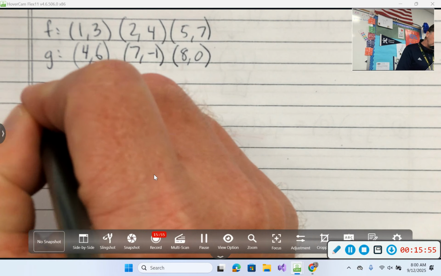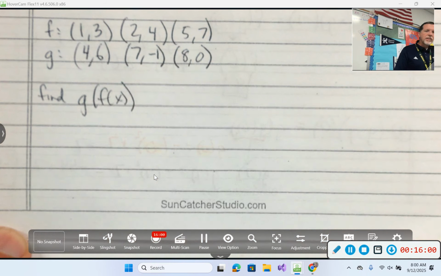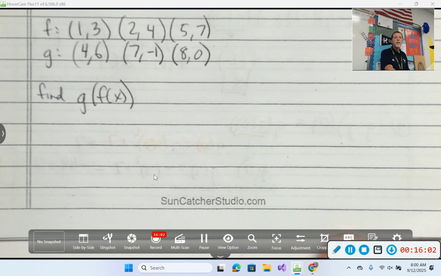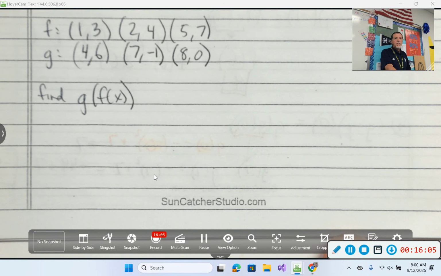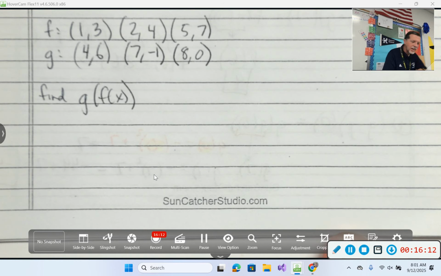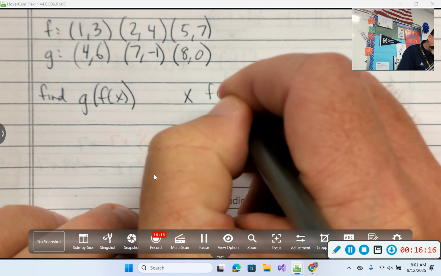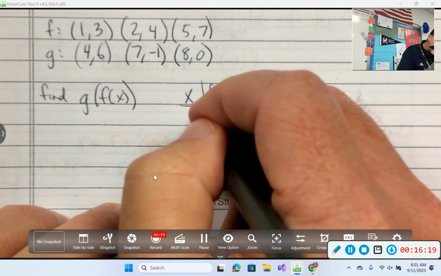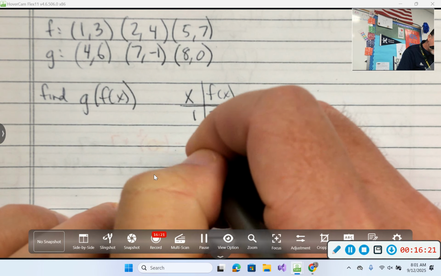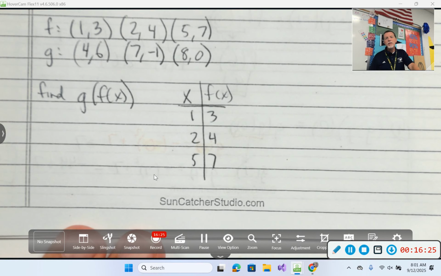And this time I want to find G of f of x. So which function am I concerned with first? F of x. It's on the inside. So I'm going to do my f of x table first, because that's where I'll start with. So 1, 3, 2, 4, 5, 7. I don't know what f of x is. I just know that it turns 1 into 3, turns 2 into 4, and it turns 5 into 7.